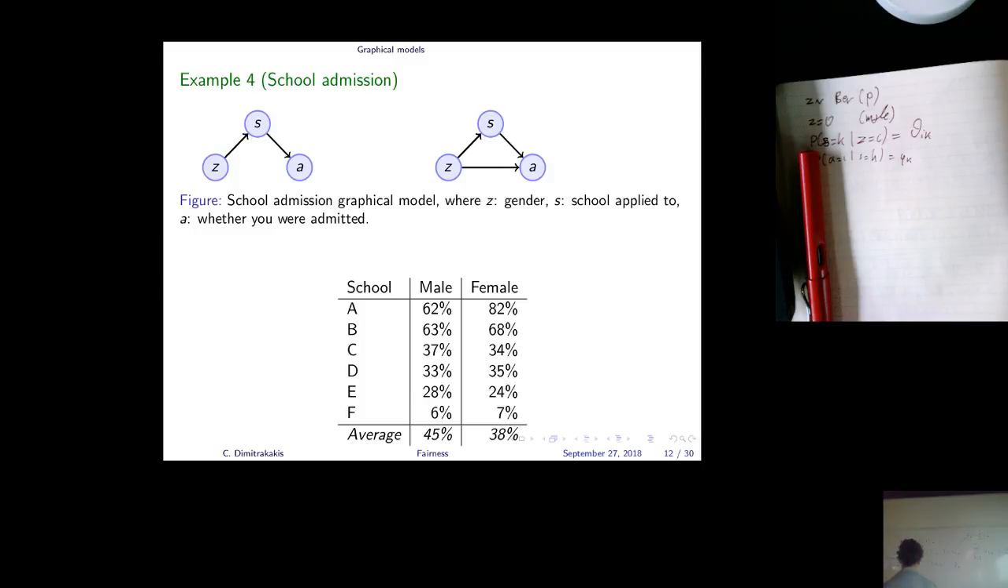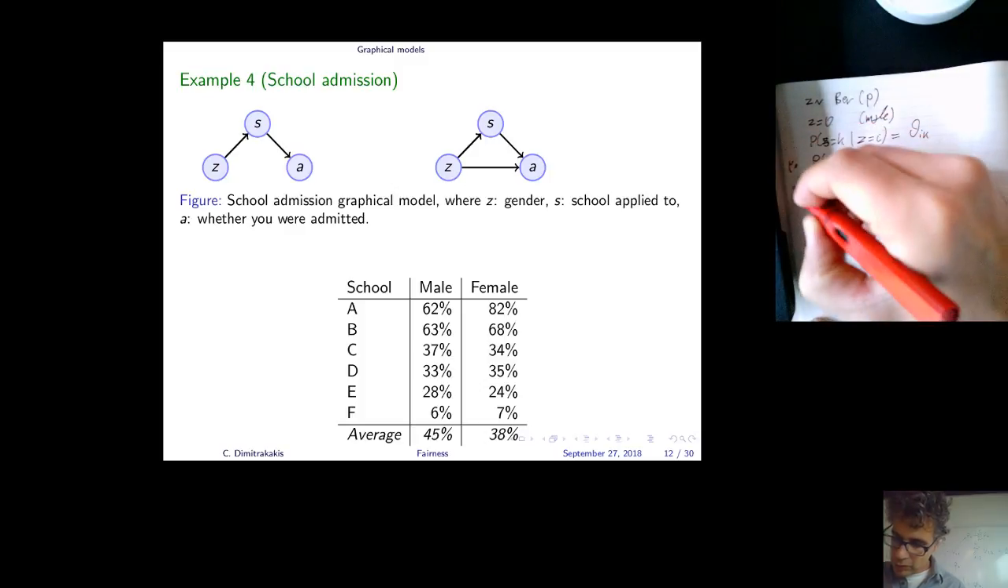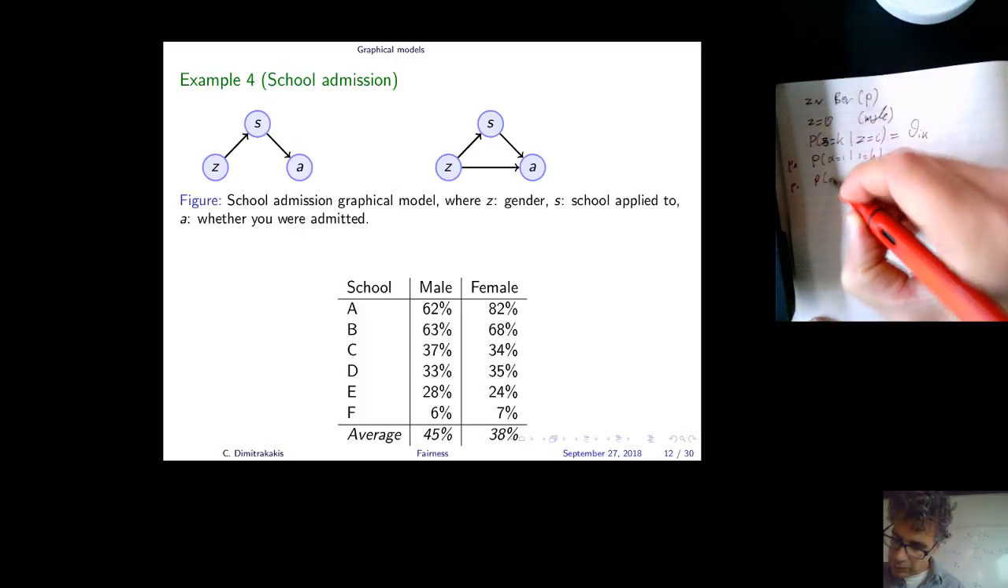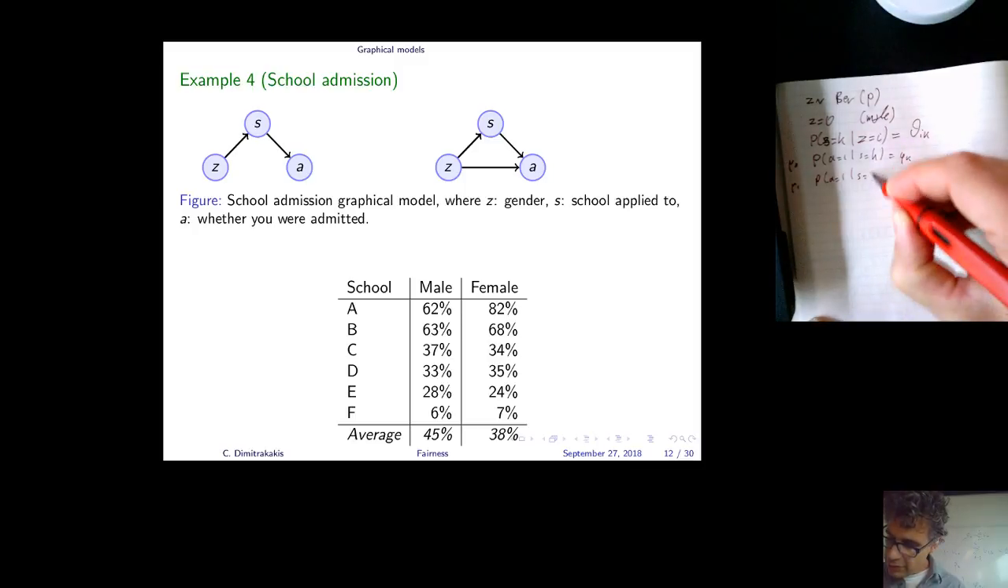Here we have the probability of being accepted depends on 2 things: the school, and the other thing is the gender. This is the other model. So this one has 6 parameters, and it has 12 for this variable. So this is model 1 here, and then slightly different for the other model.